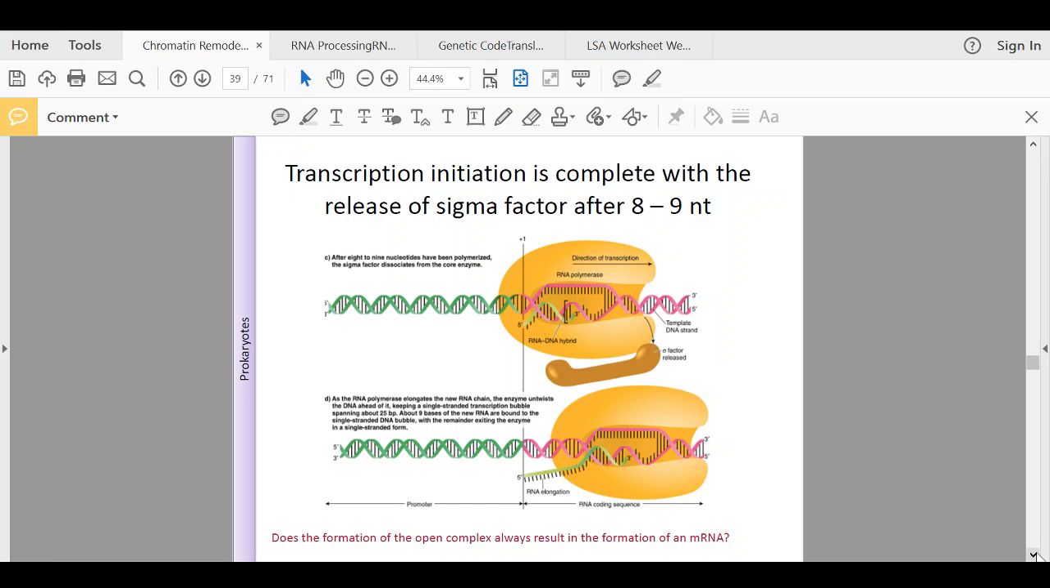After 8 to 9 nucleotides of RNA synthesis, our sigma factor is released because the RNA polymerase will actually outcompete it. And so the sigma factor is released, and then the process of elongation will occur. The enzyme untwists DNA ahead of it, keeping a single-stranded transcription bubble of about 25 base pairs, with the RNA exiting the enzyme in a single-stranded form. And so eventually the RNA polymerase will be responsible for the unwinding of the DNA, like helicase.